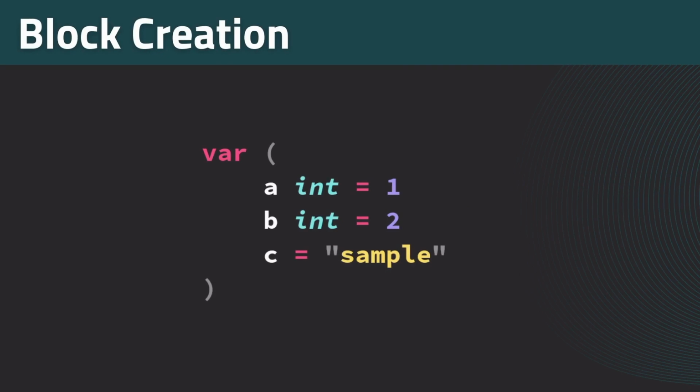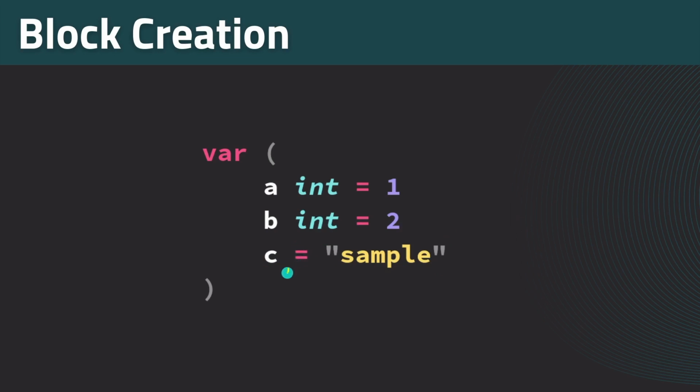We can also create multiple variables using a block. So if we have the var keyword and parentheses, everything within this block will be created as a variable. So we'll create an A, it'll be an integer, and we'll set it to 1. We'll create the variable B, also an integer, we'll set it to 2. We'll create the variable C and assign it to sample.